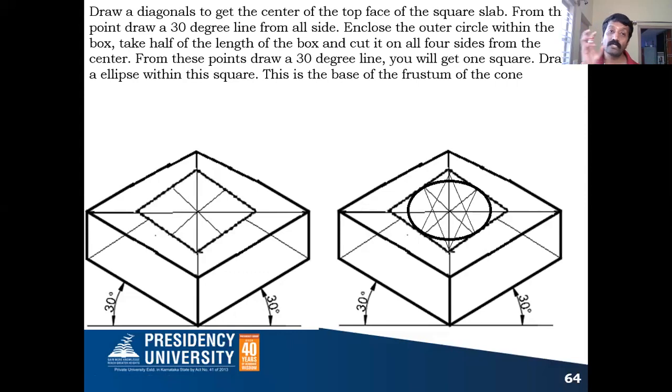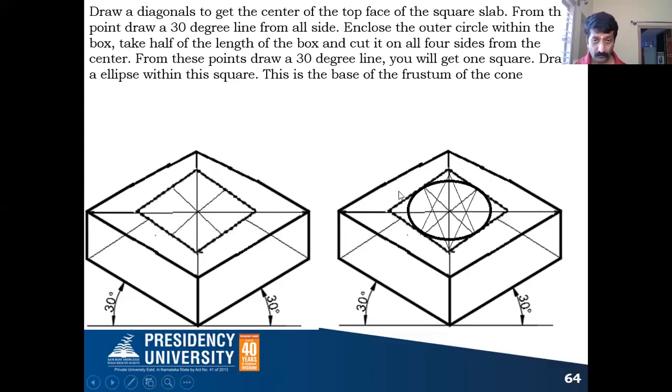So that means within this square, I need to draw the ellipse. Okay, because the base as well as face of the frustum of a cone look like an ellipse. So after this, once you construct this base, the square, you know how to draw the ellipse. Many examples we have discussed. 4 center method we have to use.